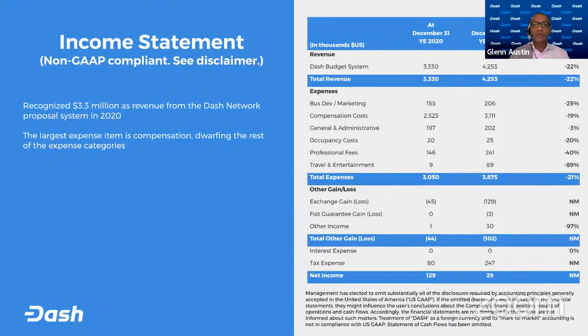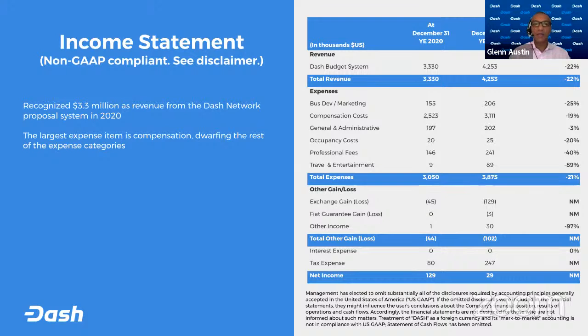Dash Core Group received $3.3 million from the Dash network in 2020. This is 22% less than in 2019. Revenue exceeded expenses before exchange losses and taxes by approximately $250,000. At $2.5 million, 83% of our expenses were related to compensation.